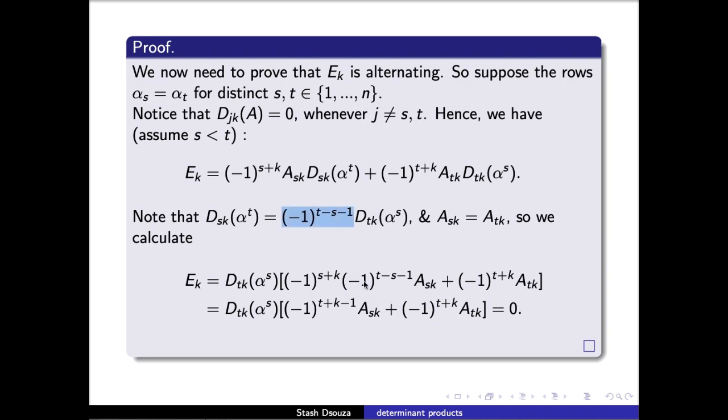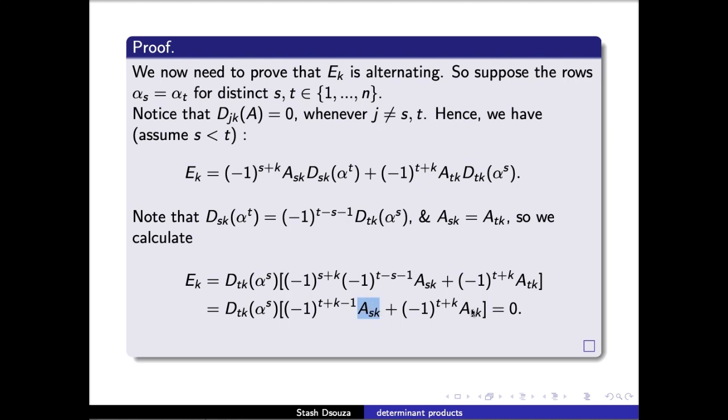We have the factor of minus 1 to the power t minus s minus 1, which comes here. And we've got the original factor of minus 1 to the power s plus k, which came from here. We of course have ask, not to forget. And now in the second half of the sum, we have simply minus 1 to the power t plus k and atk as before. dtk alpha s is factored out just as before, so there's nothing to consider. Now we recognize that for this product of the two coefficients, we simply add the exponents s plus k plus t minus s minus 1. What we get is t plus k minus 1 as an exponent on minus 1 times ask as before, and the second half stays the same, minus 1 to the power t plus k times atk.